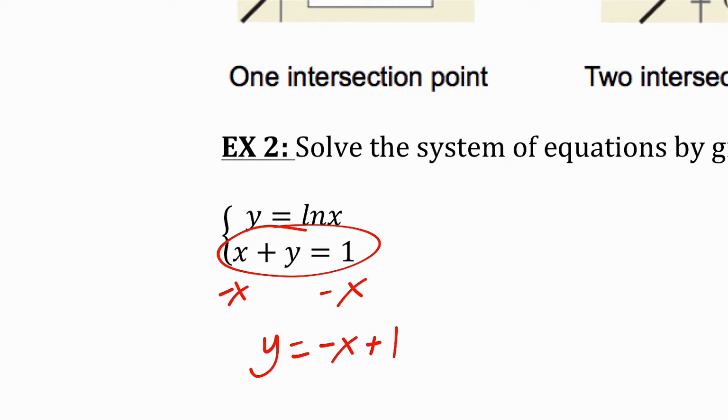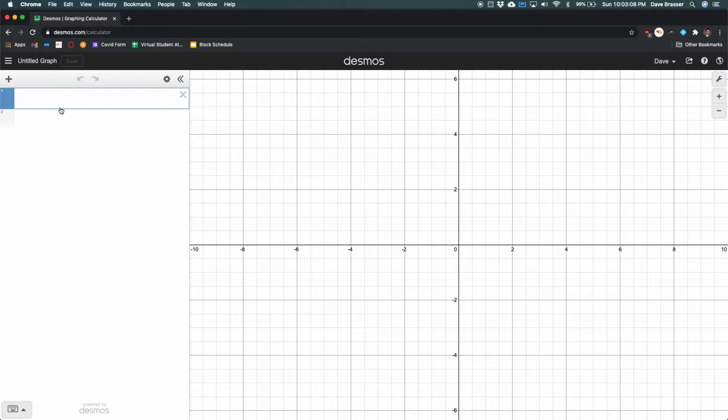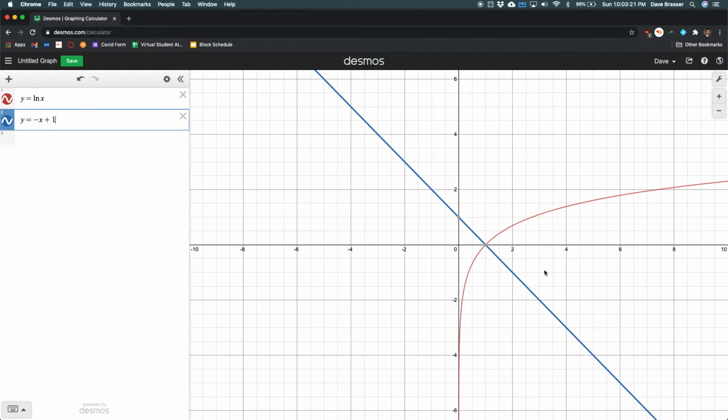Now, for simplicity's sake, to show this on the screen, I'm just going to plug this into Desmos, and we're going to take a look at where they intersect. So, on Desmos, we've got our two equations. I'm going to do y equals natural log of x. There's one equation. And then the other one is going to be y equals negative x plus 1. And you'll see that they intersect at one point.